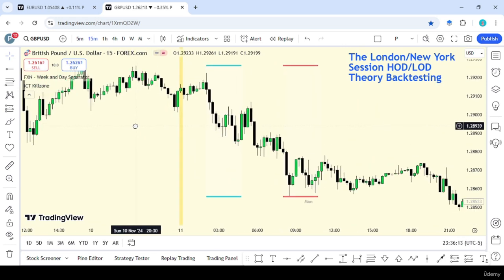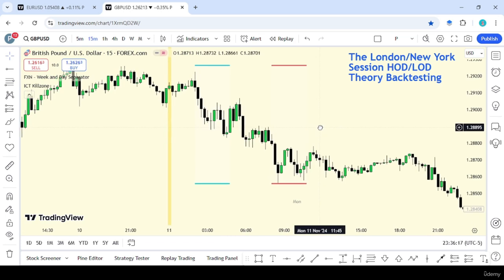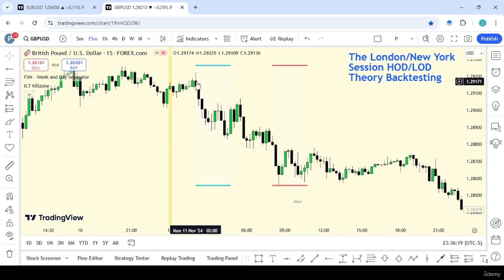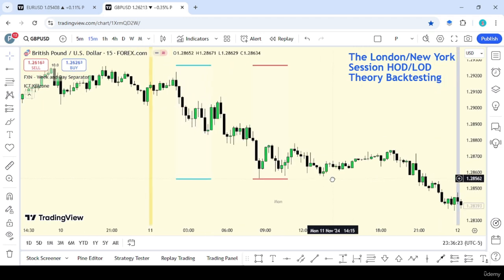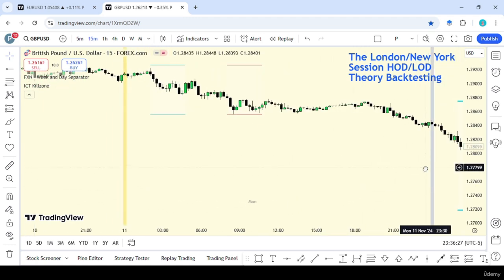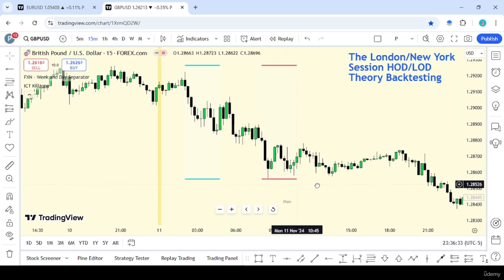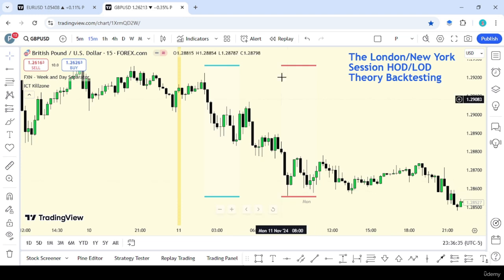Another example here. This is an example where you're seeing the London session creating the high of the day, which is at 2 a.m. Then the lowest, that's not the low of the day. The low of the day came during Asian session. You can see it came right about there at 23:45. So, but we had the significant low during the New York session.